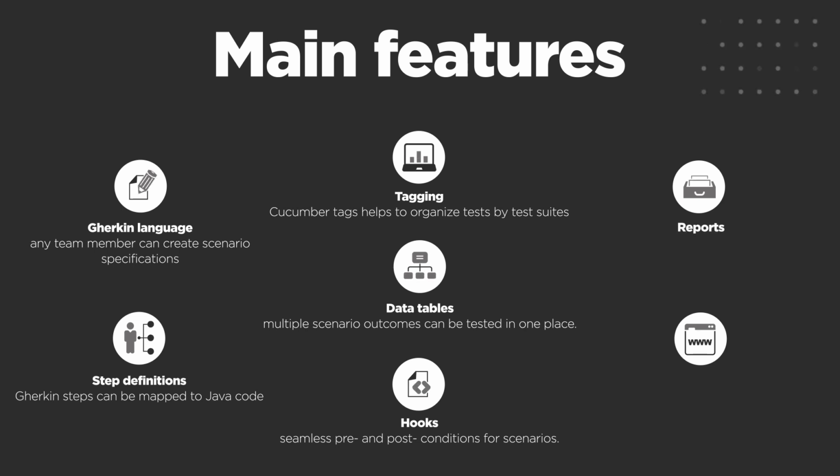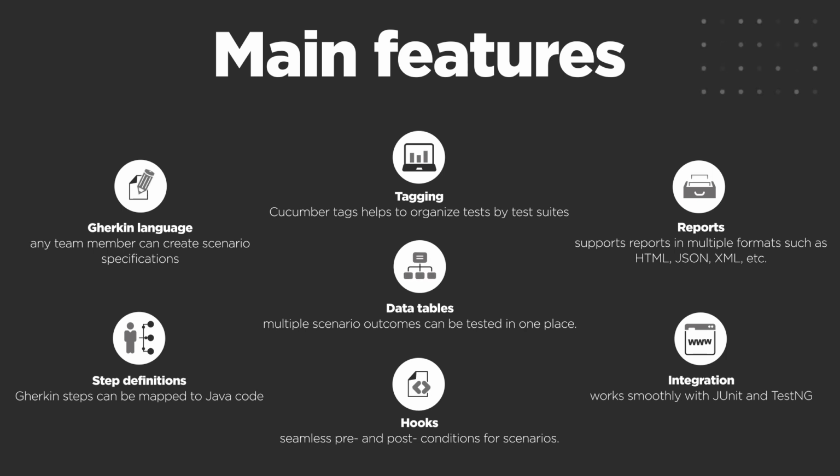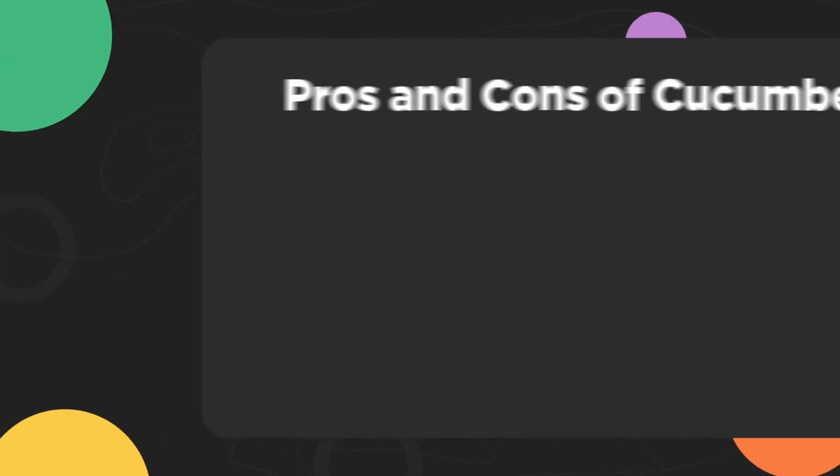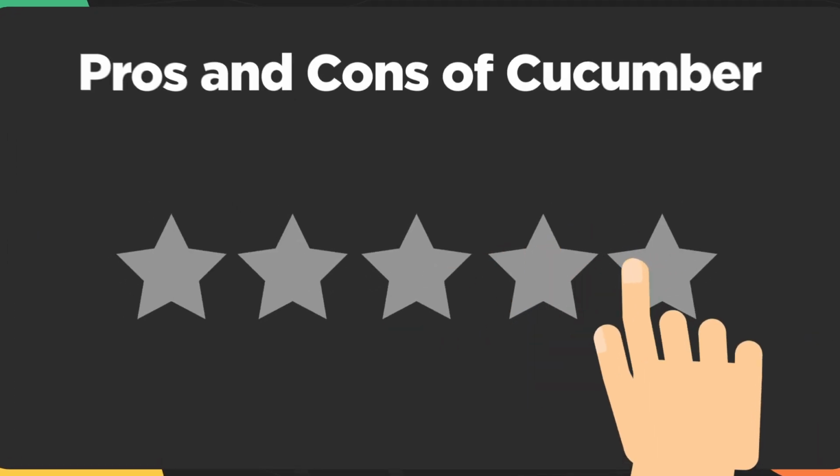The sixth feature of Cucumber in Java is reports. Cucumber generates detailed test reports in various formats, including HTML, JSON, and XML, making it easier to analyze test results and track test coverage. The final feature is integration. It seamlessly integrates with popular testing frameworks like JUnit and TestNG, making it easy to incorporate BDD into your existing testing ecosystem. Let's discuss pros and cons of Cucumber.